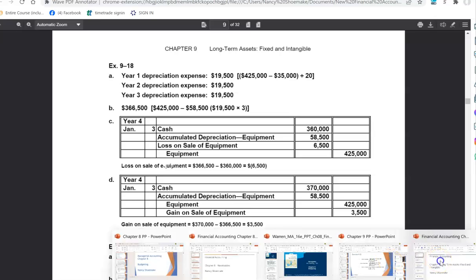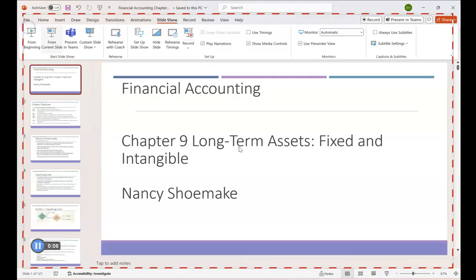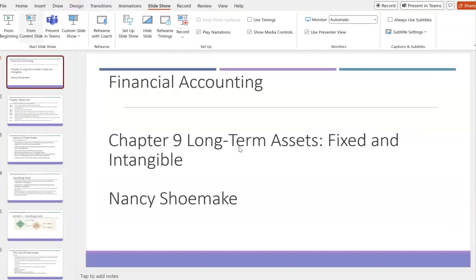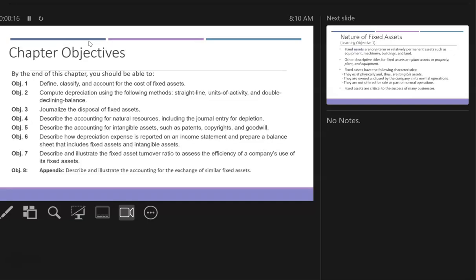Talking about long-term assets, and we are going to focus on what we add to assets and what is expensed versus what we add to the assets in order to depreciate them.